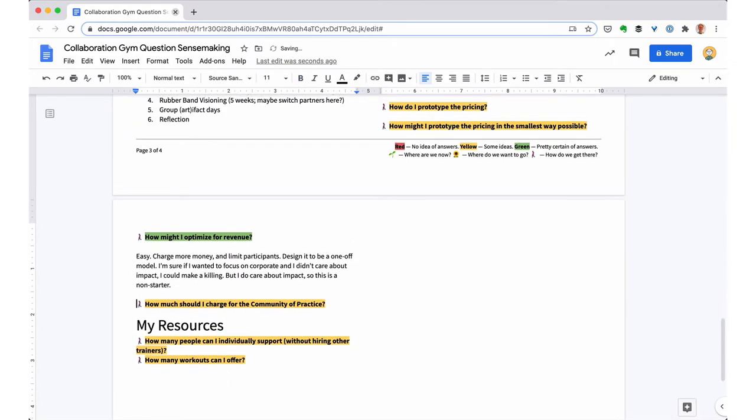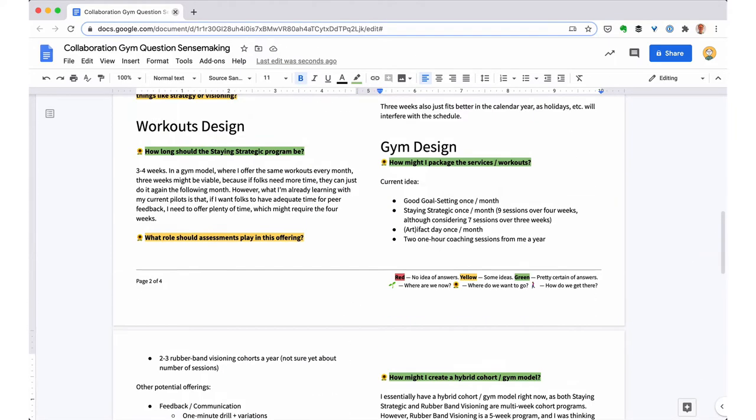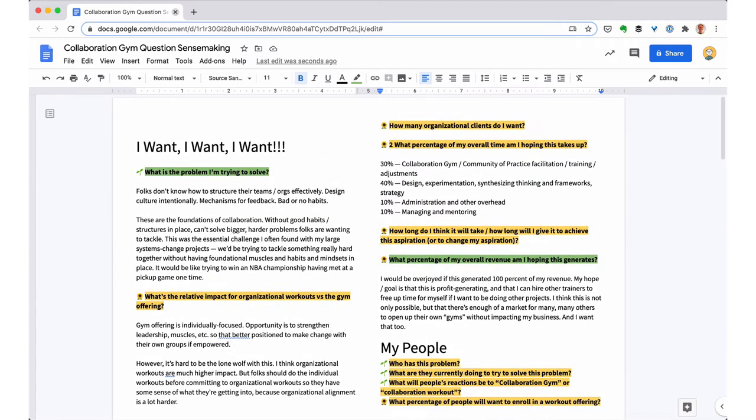There you saw a little flash of a fun title, the money, money, money, money, money. That's my business model question that I'm trying to figure out.